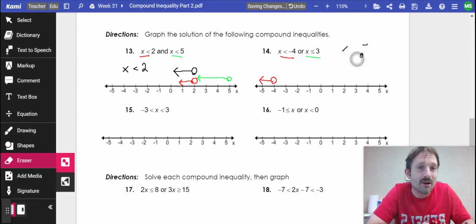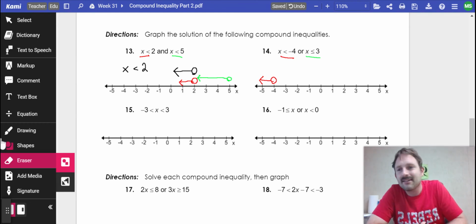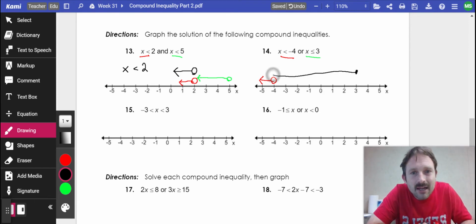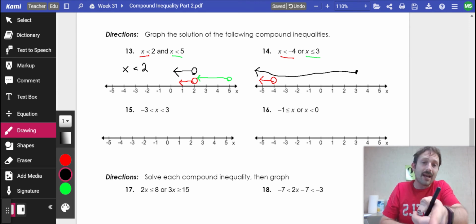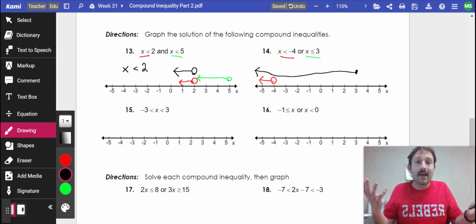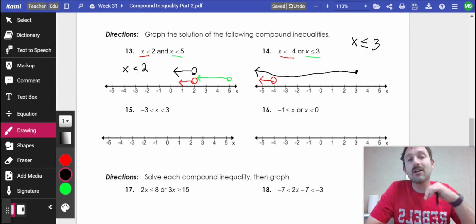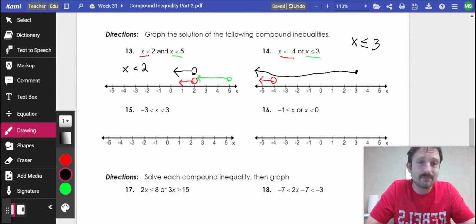So I'm going to erase this part. So it starts at 3 and it goes this way. And it completely engulfs the red numbers. So it wipes away. We don't even need to talk about x is less than -4 because x is less than or equal to 3 is our solution set. Done.